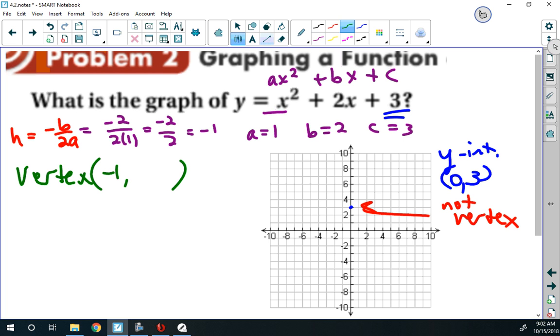So if I'm graphing this, maybe now would be a good time to put my axis of symmetry in here. Here's my axis of symmetry. Axis of symmetry, x equals negative 1.